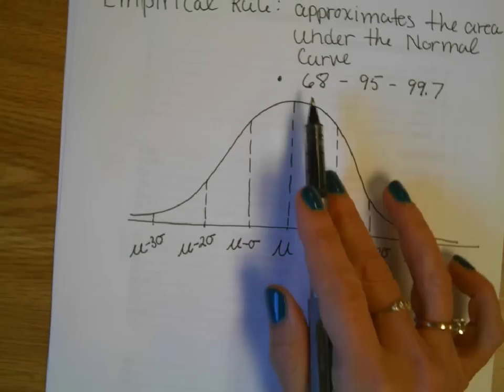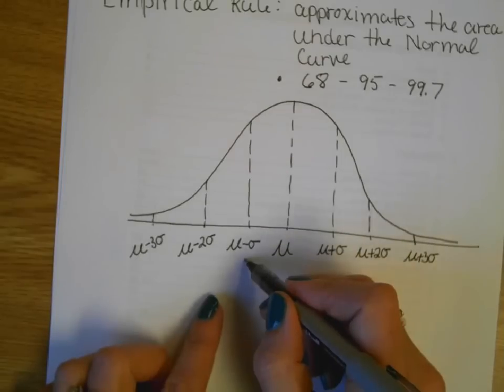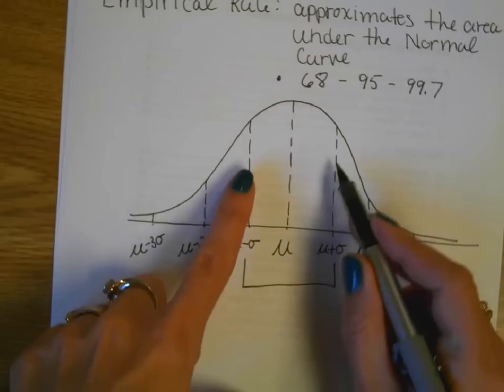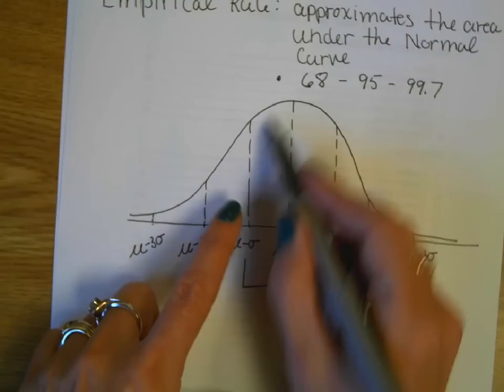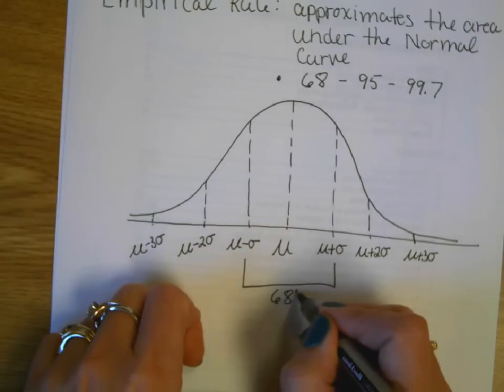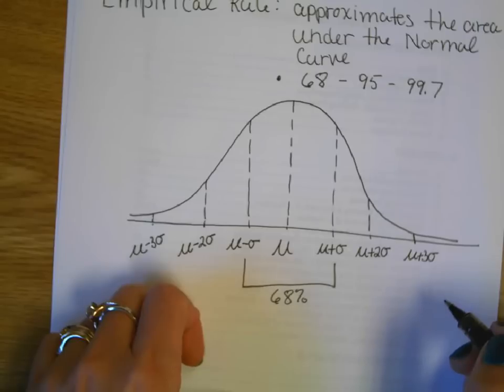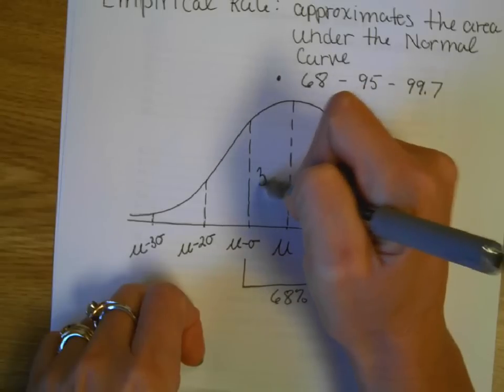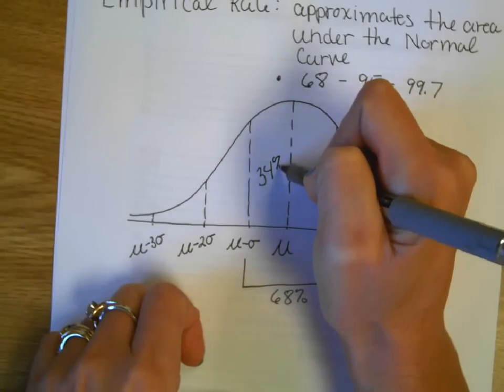Alright, so what the 68 represents is if I go one standard deviation away from the mean, that means one below to one above, 68% of your data is going to fall in there. And because it's symmetrical, that's telling me we've got 34% on each side here.